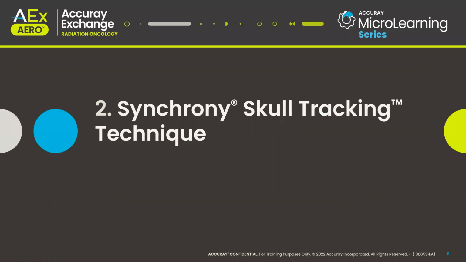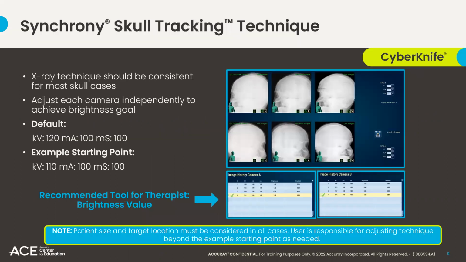Let's start off with the simplest tracking modality. I say it's the most simple because the algorithm provides us with a brightness value. It makes setting skull technique fairly straightforward. You may consider decreasing your KV lower than default for a skull case. So our example starting point is 110 kV, 100 MA, 100 MS. From there, the user can use the brightness metric to refine their technique.